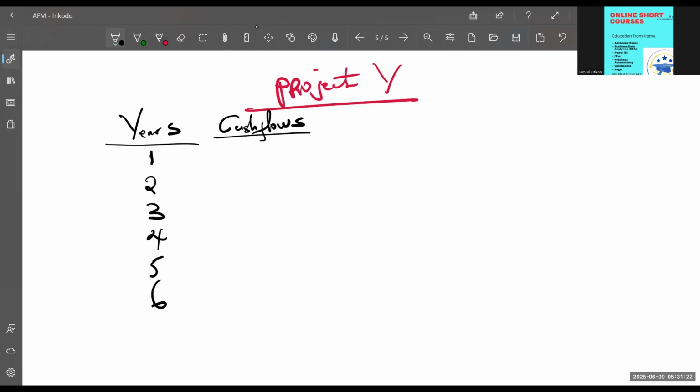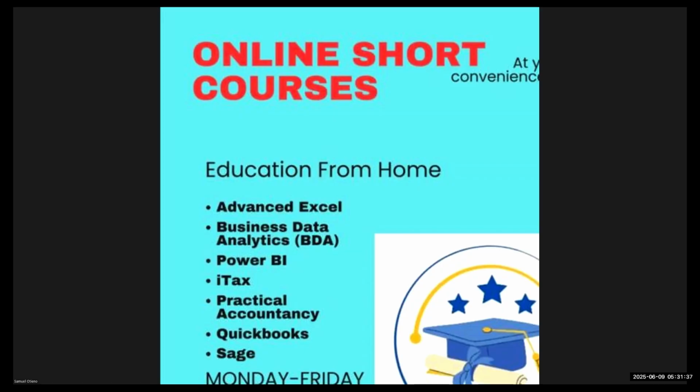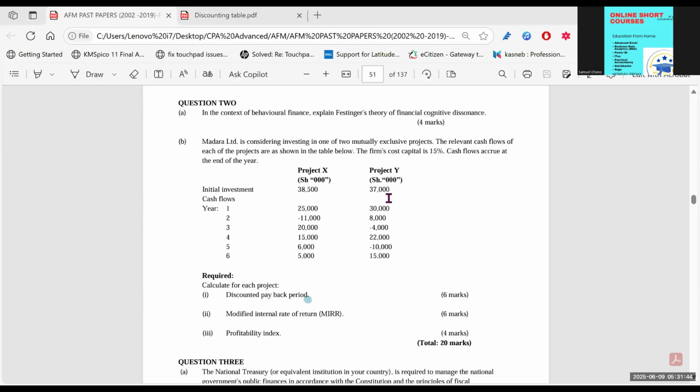After that, you bring in the cash flows as was given in the question. I believe I've just shown you the question, and let me just bring it on board. So as shown in the question, we are just going to pick the same cash flows the way they've been given by the examiner. Project Y, you can see the cash flows given, 37,000, which is the initial investment. Then we pick the cash flows: 30,000, 8, negative 4,000, 22,000, negative 10, and then 15,000 for project Y.